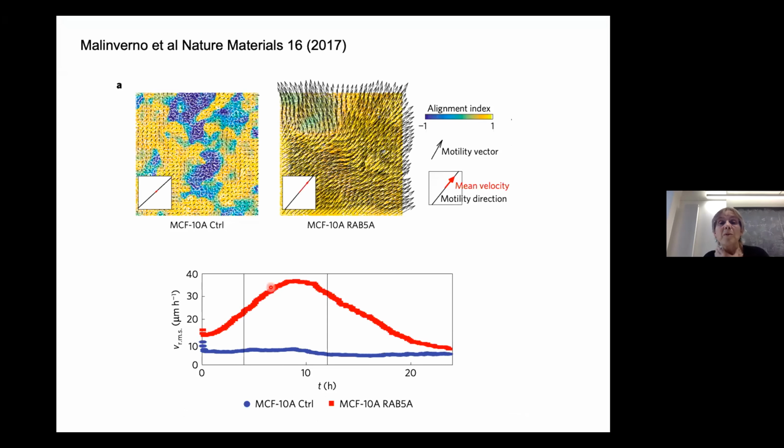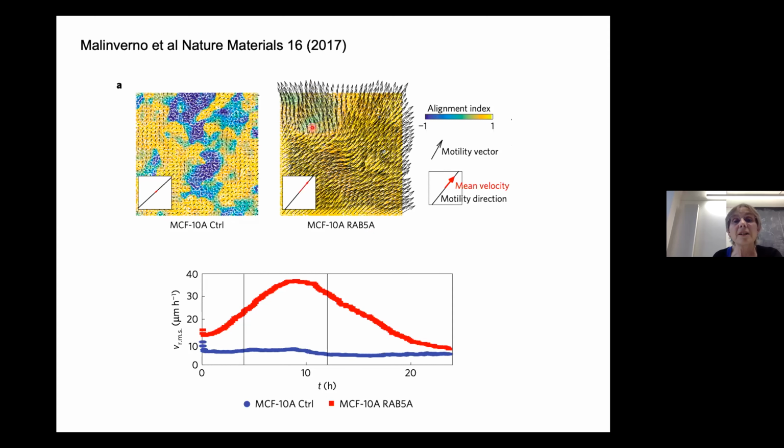This is another very beautiful set of experiments which show the same sort of thing. This is from the Milan group. And what they found is that they started off with a confluent cell layer. So this is a cell layer doing active turbulence, like you sort of expect it to. And then they added RAB5A. And no one's quite sure what this does, but it probably mucks up the cell-cell junctions. And these cells just took off.